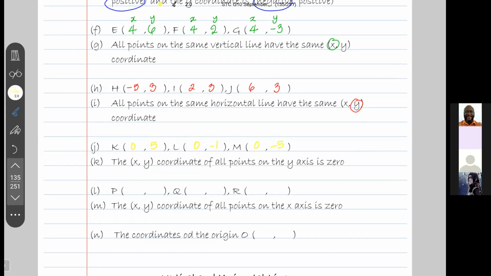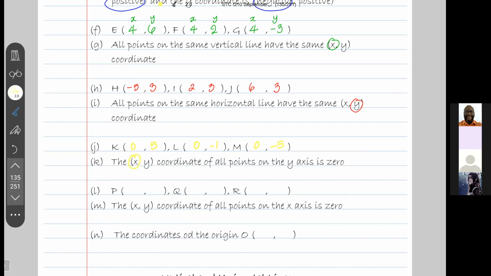Anaya, which coordinate of all points on the y-axis is 0? The X coordinate. Very good. The x coordinate of all points on the y-axis is 0.